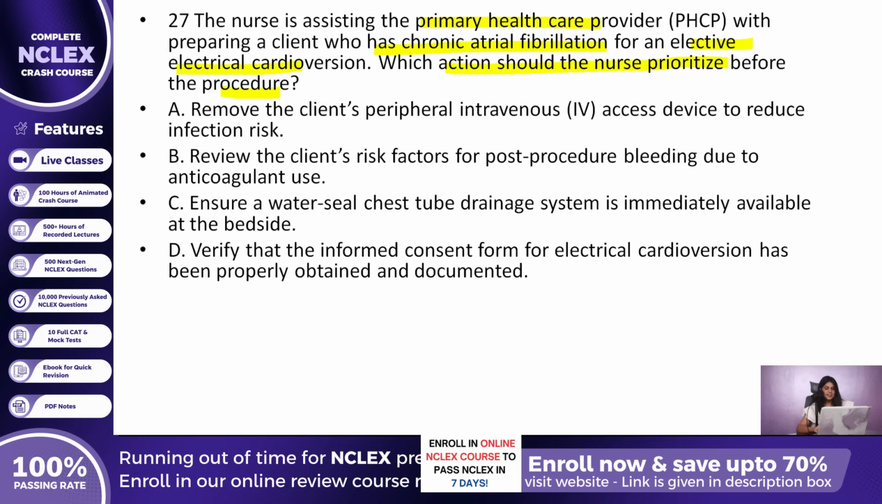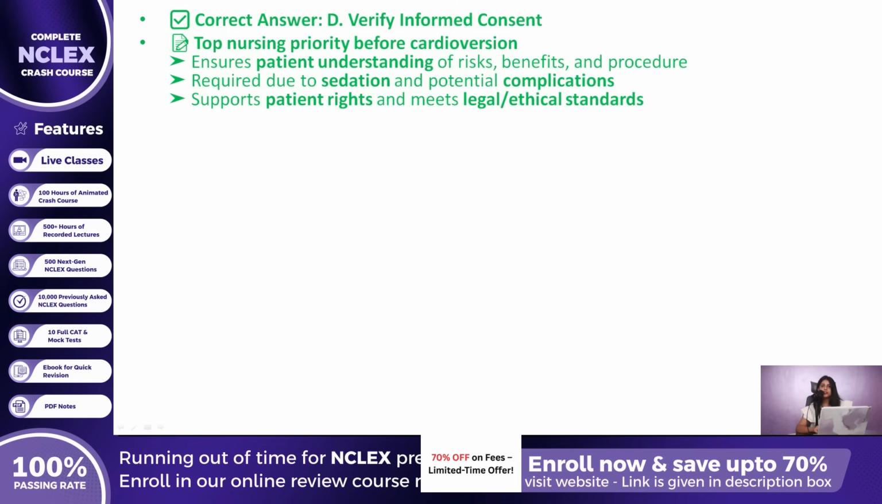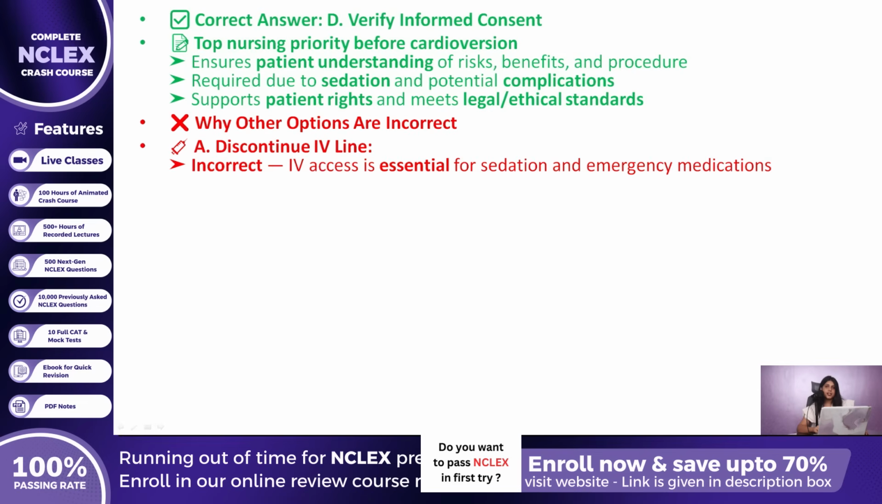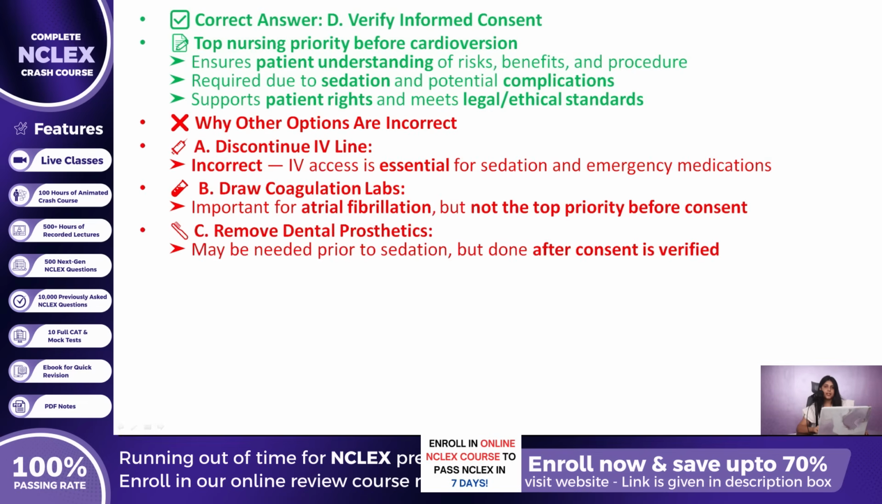The correct answer is option D, verifying informed consent, as it is the nurse's top priority before cardioversion due to the procedure's risks and need for sedation. Option A is incorrect because IV access must be maintained. Option B is not urgent at this moment, and option C is unrelated to cardioversion. Ensuring consent supports both patient rights and legal requirements. Come to next question 28.